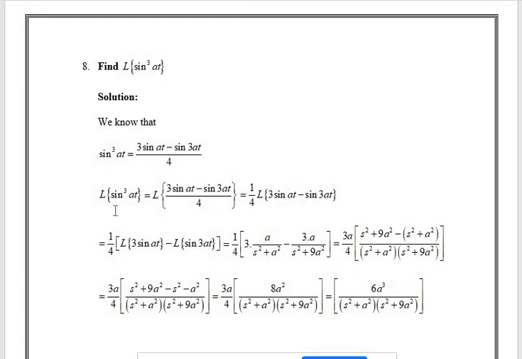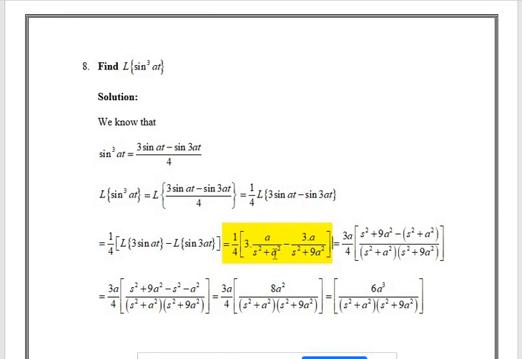Now by using this, the Laplace transformation of sin cube at is equal to the Laplace transformation of (3 sin at minus sin 3at) by 4. That is 1 by 4 into the Laplace transformation of 3 sin at minus sin 3at. Again splitting this, we get 1 by 4 [Laplace transformation of 3 into sin at minus Laplace transformation of sin 3at].